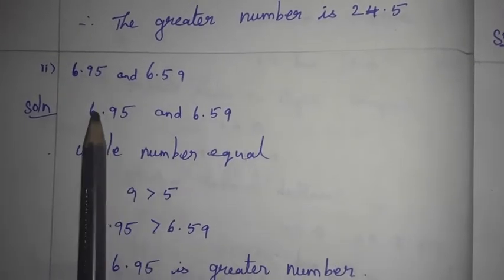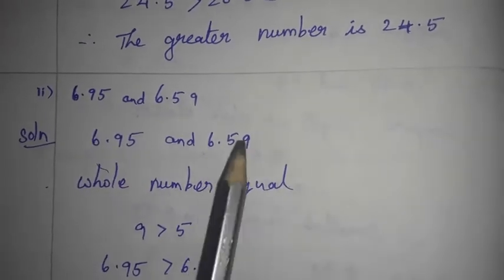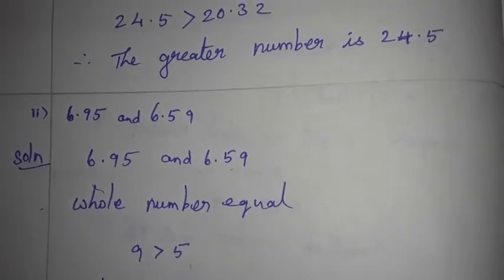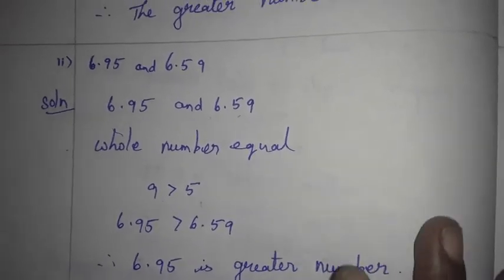The second sum, 6.95 and 6.59. Here the whole part is equal. So, we compare the 10th place, that is 9 and 5. We can say 9 is greater than 5. Therefore, 6.95 is greater than 6.59. Therefore, the greater number is 6.95.